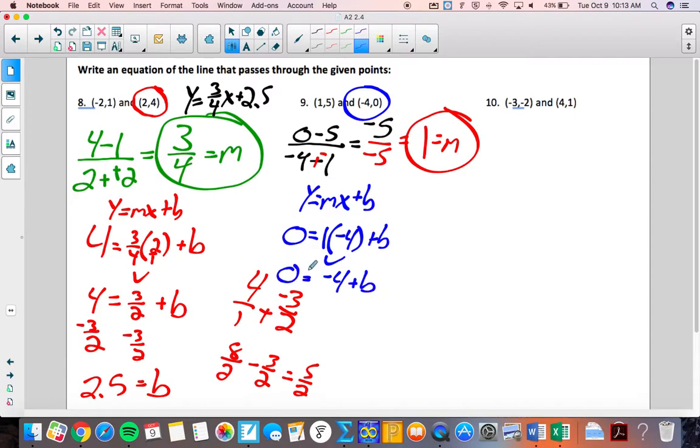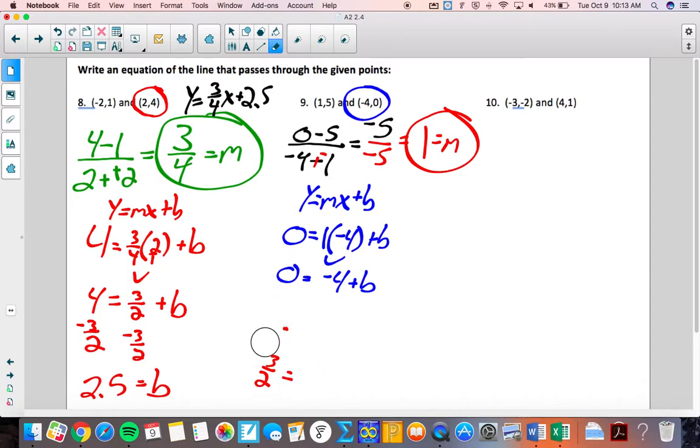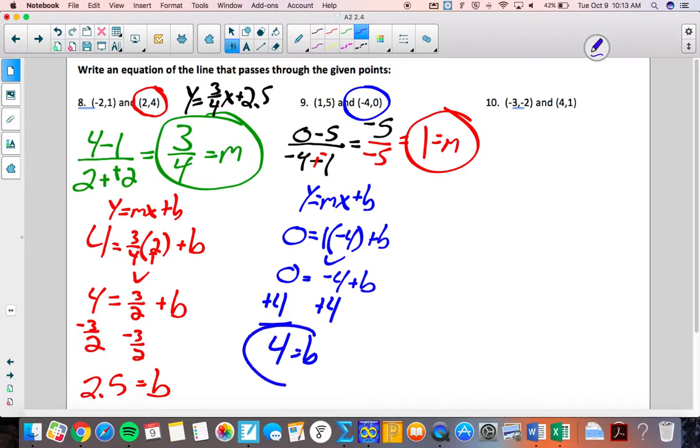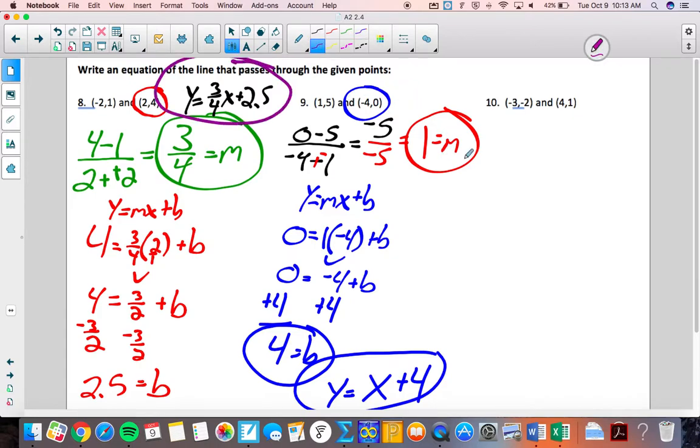And now how do you solve for b? You have to undo adding -4, so you add +4. So +4 plus 4. We now know that b is 4. Circle that. So y equals x, because you don't need the 1 in front of it, plus 4. Boom. Last but not least, there's our answer for number 8.